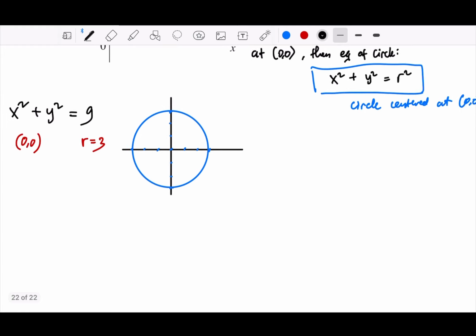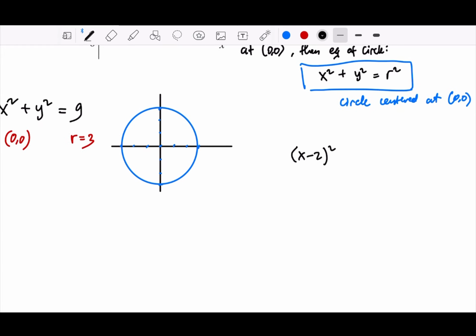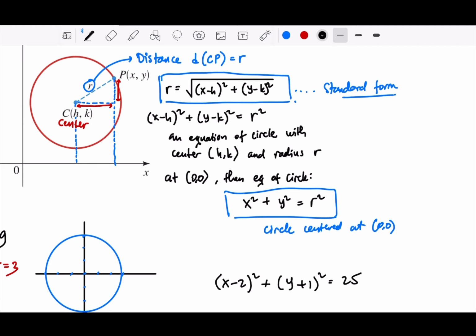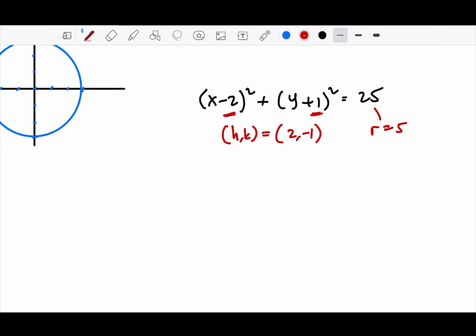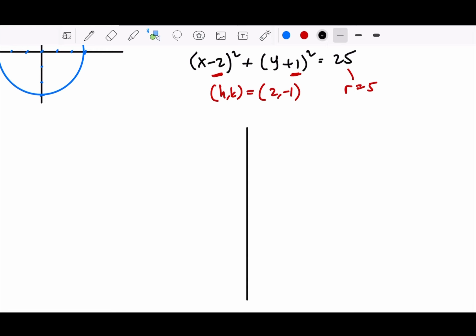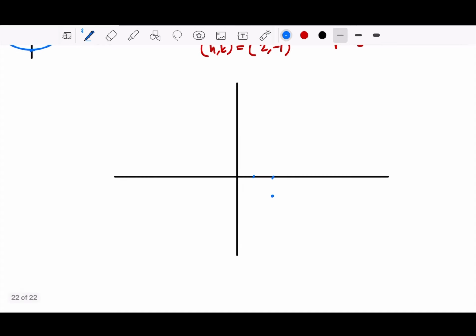Easy. And if we have, let's say, x minus 2 squared plus y plus 1 squared equals 25, based on the standard form, we need the (h, k) as our center. So the center is (2, negative 1), and r is equal to 5. Now, how to draw that? Basically, when you have a circle with radius 5, you just move the circle so the center is at (2, negative 1). Let's say (2, negative 1) is around here. So this will be your new center.